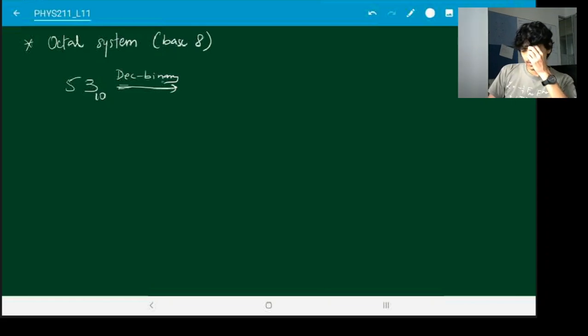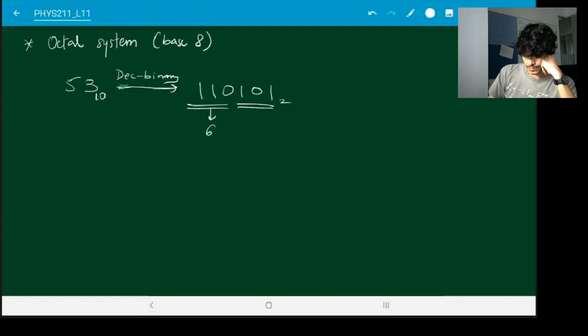This becomes not 64, I will take 32, then I will take 16, so it becomes 48. I want 5 more, so not 8, 4, 2, 1. So this should be 53 in binary. And now instead of grouping them in 4s, I'll group them in 3s. So take 3 from here and 3 from here. What is this 3? 110 is 6, and this is 5. So this is 65 in base 8. Or sometimes this is called O for octal.